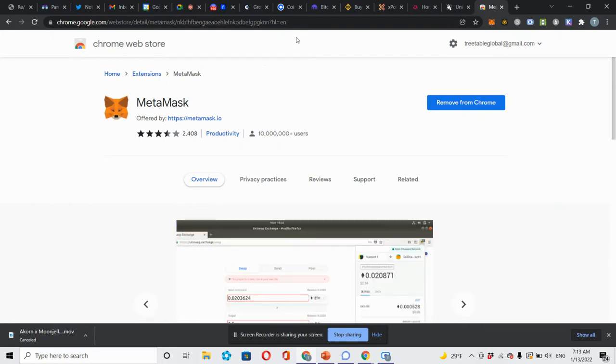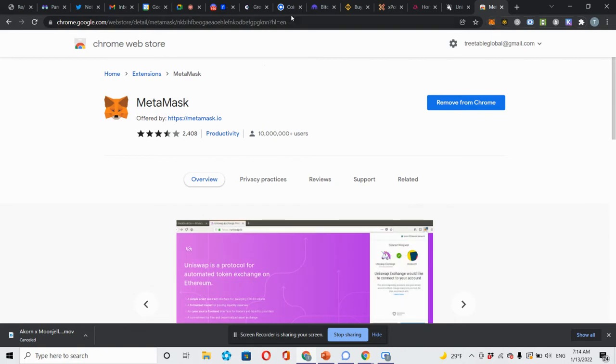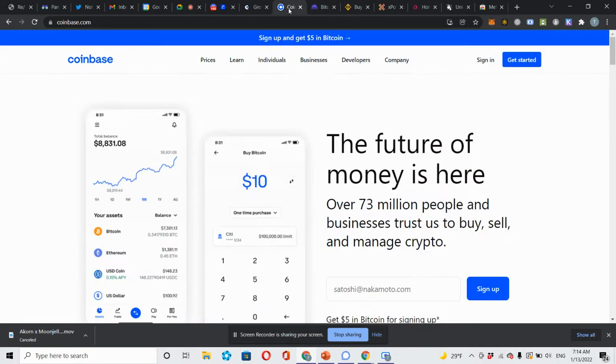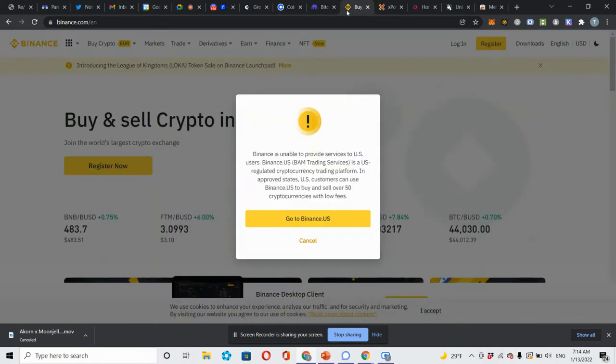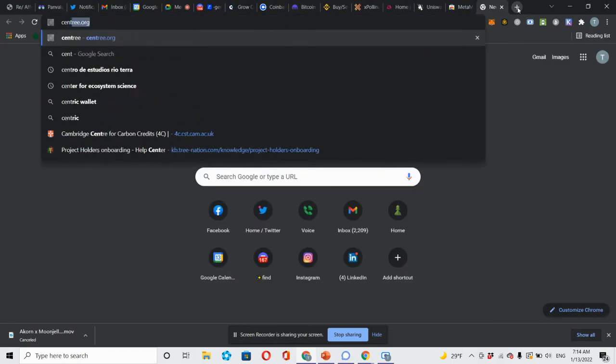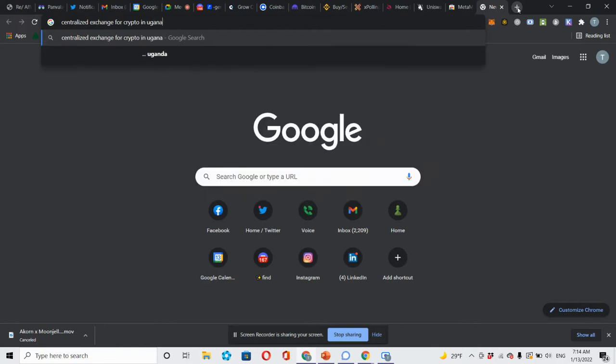From there, you have your money on your MetaMask, which is a decentralized wallet, but you're wanting to get it to US dollar or something like that. So you're wanting to get it into a fiat currency. You would go to a centralized exchange. Examples of centralized exchanges are Coinbase, Kraken, and Binance. There's many more centralized exchanges. You just have to find one that works within your country. And that can be done by Googling centralized exchange for crypto in Uganda.